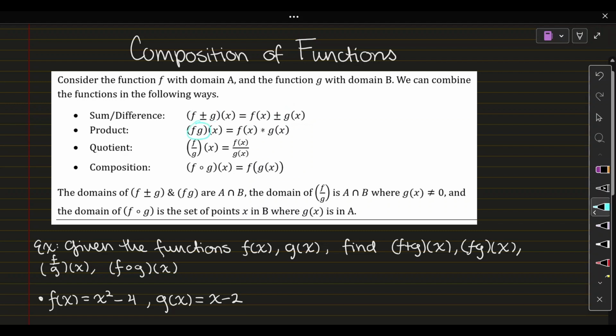The same thing with multiplication. F times g of x is the same as f evaluated at x times g evaluated at x. Same thing with the quotient. F over g is f of x over g of x. And then the only new idea here is composition.